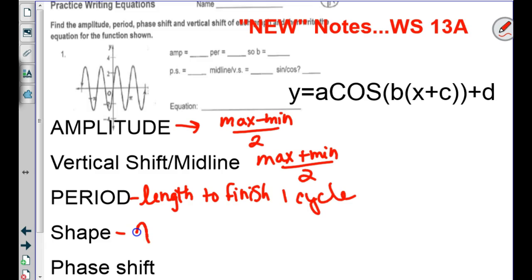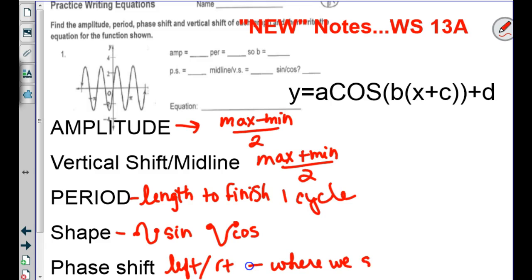I think we get to pick. So the sine would be this shape we would be looking for, and the cosine would be if we wanted to do maximum to maximum. Sometimes it's easier to look for one shape than the other. And the phase shift is going to be left or right to where we started, where we start that shape. Are we starting that sine to the right or a cosine to the left? We have to figure out where we're starting.